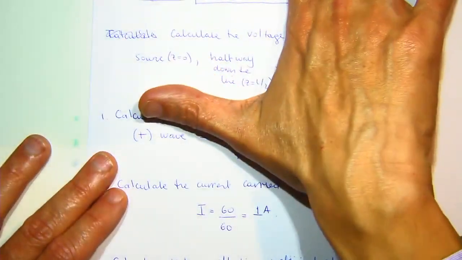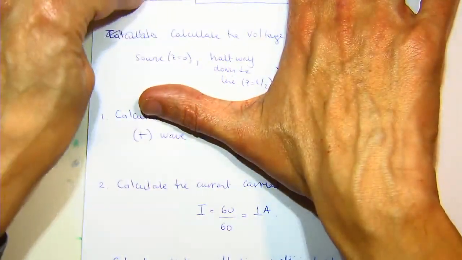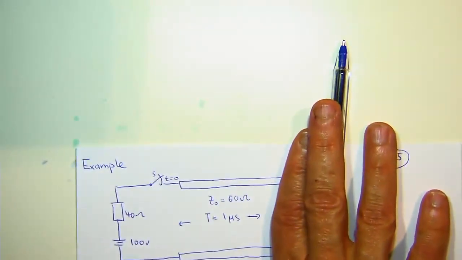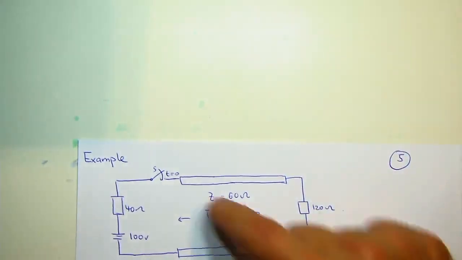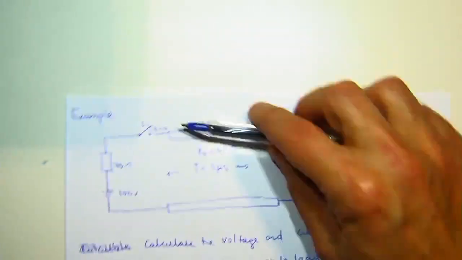Just think of it that way: 60 plus 40 is 100. Sorry guys, my apologies. All right, so you can actually work out what the voltage is, and likewise, if you know what the voltage is at this particular location, you can work out the current.